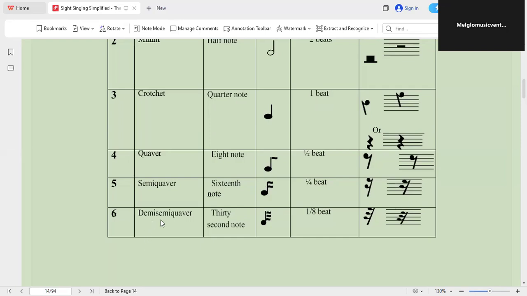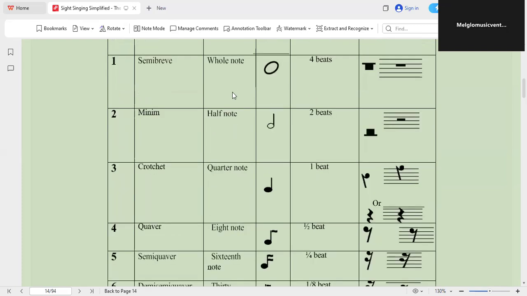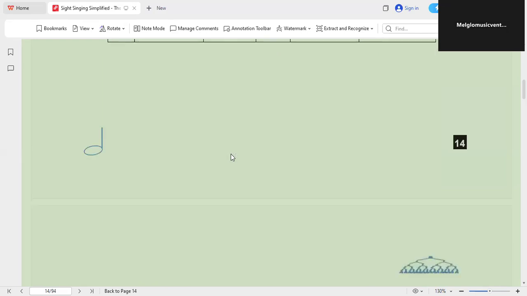We now go to demi-semi-quaver, which is the 32nd note. This is the symbol, and this is the beat value, while this is the rest symbol. So we'll understand why they call them whole notes, half notes, quarter notes in the next session.